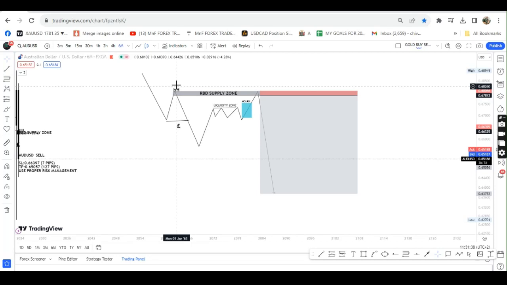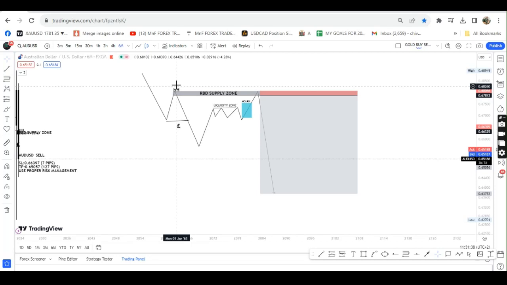And then, very important, you have to go to the lower time frame and find the order block at this level right here. Remember, the order block in a bearish case is the last bullish candle before the bearish move, and the opposite for a bullish scenario. And then once you have that one, come to this level right here.